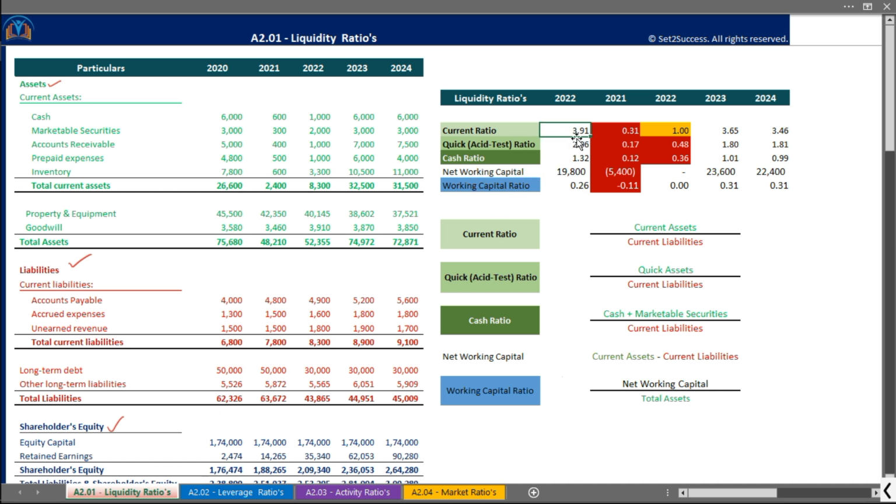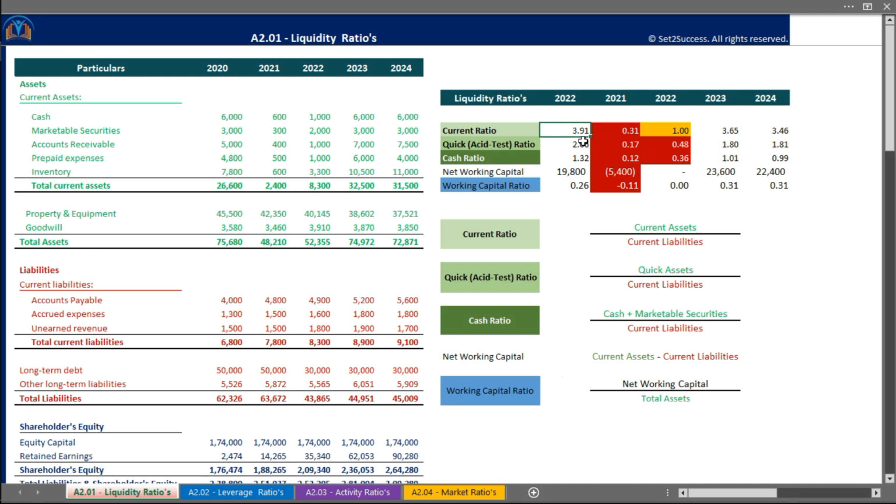So in 2022, if we need to calculate the current ratio, you know that the current ratio is current assets by current liabilities. So the total current assets is 26,600 by 6,800. So it comes to 3.91.